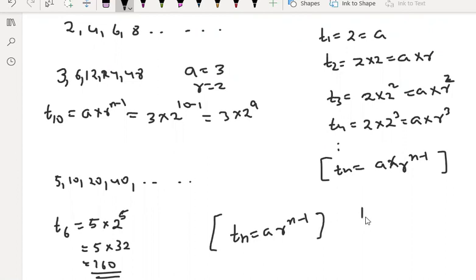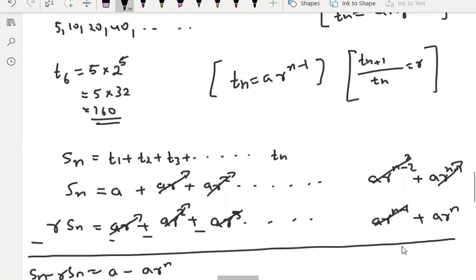Now we know that Tn plus 1 by Tn is equal to R, again the ratio of consecutive terms. After that we studied the formula for the sum. No matter which sequence we are talking about, the sum is always T1 plus T2 plus T3 up to Tn. In GP, T1 is A, T2 is AR, T3 is AR square, and so on, so Tn is A R to the power n minus 1.